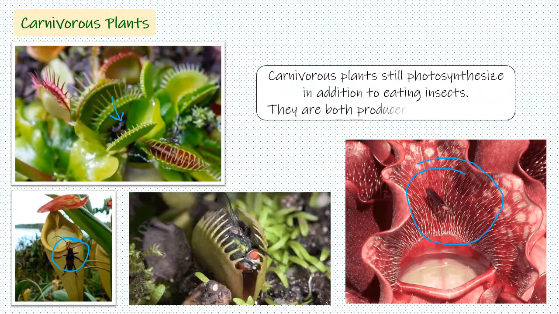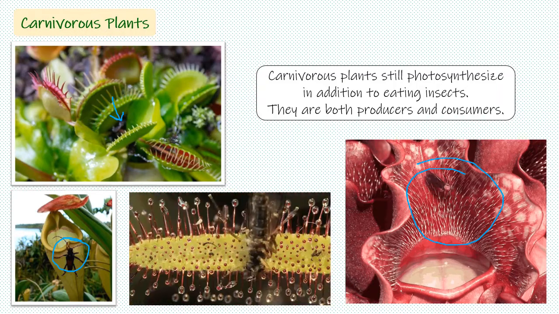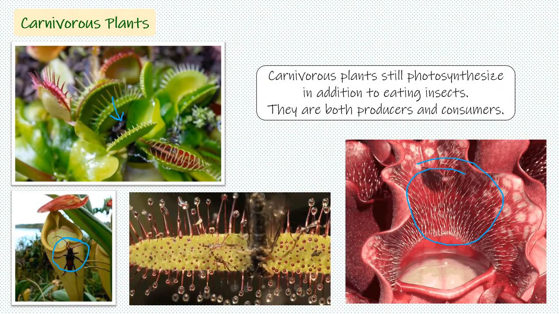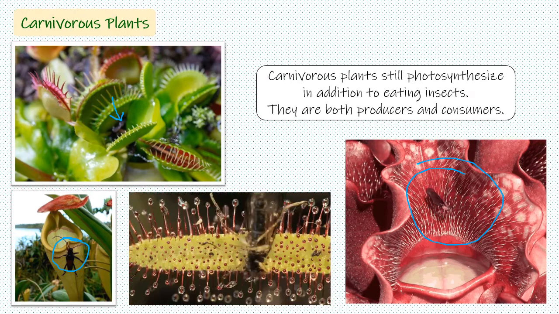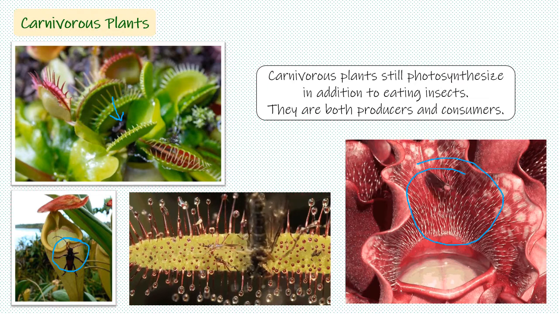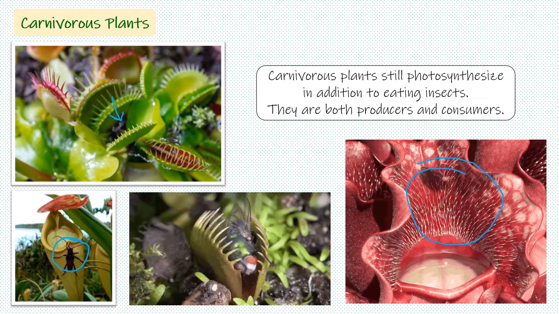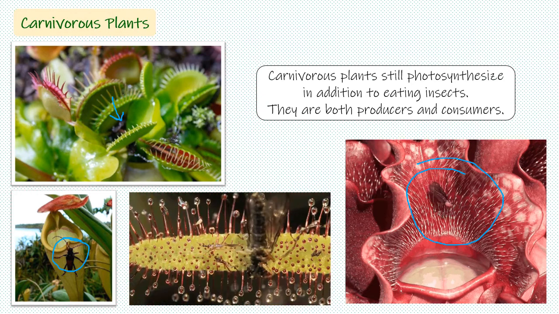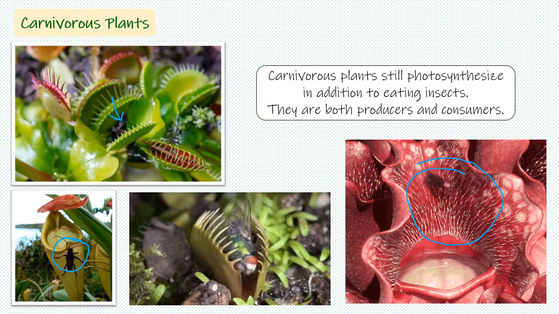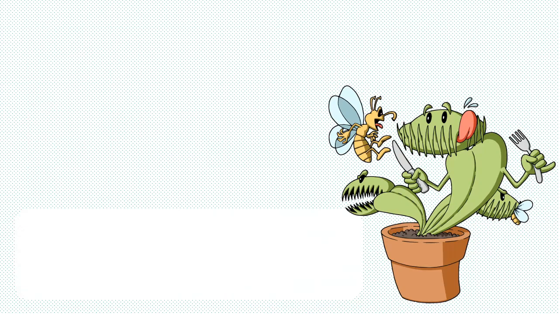What do they do? They consume insects. They consume animals. Sometimes there are types of carnivorous plants that can eat a mouse. They can eat also frogs. So again, carnivorous plants are producers because they produce their own food, but this food is not enough, so they need another way. They consume animals. For this reason, we call them carnivorous plants.